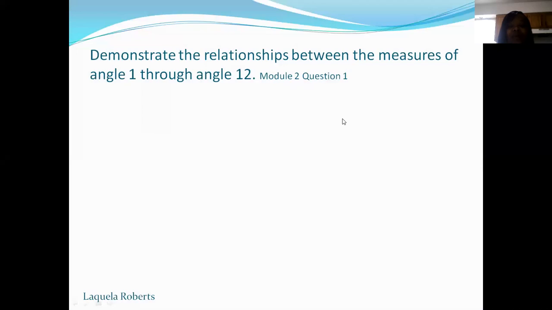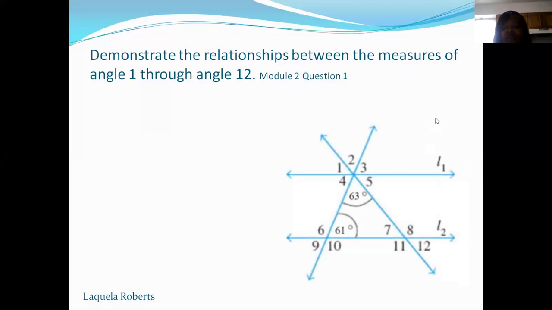Okay, so we're going to demonstrate the relationship between the measures of angle 1 through angle 12. We're going to name a pair of vertical angles: angle 1 and angle 5, angle 3 and angle 4, and so on. Based on what we know about vertical angles, what must the measure of angle 2 be? Angle 9. As we can see, 2 and 9 are vertical and they are congruent. Therefore, angles 2 and 9 will be 63 degrees and 61 degrees, respectively.